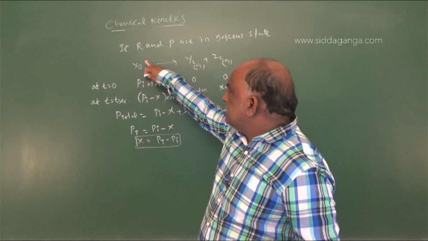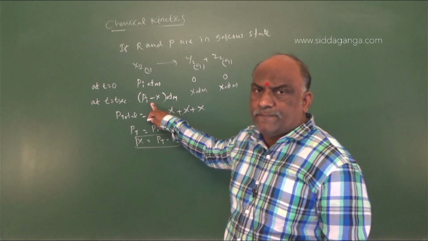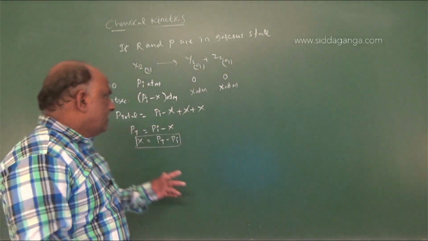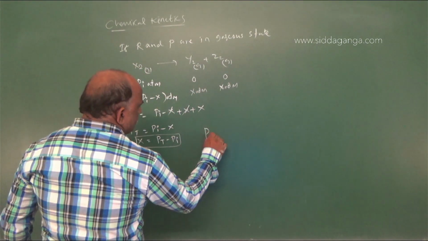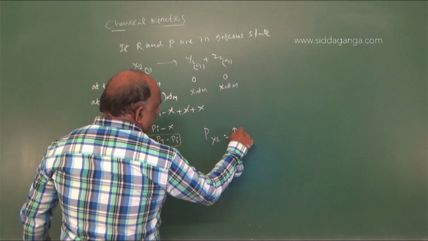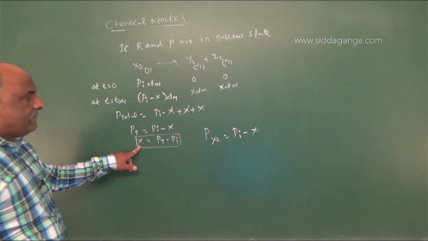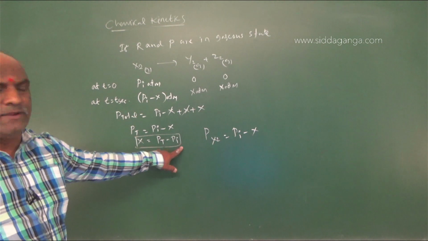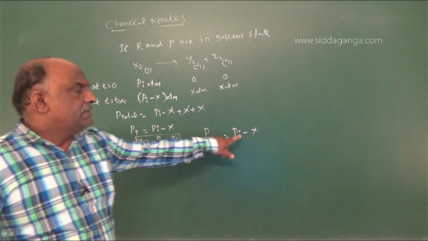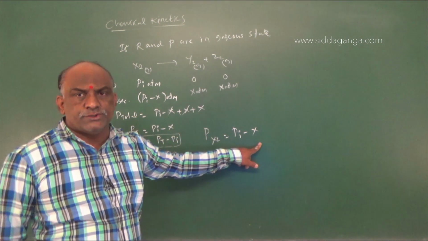Pressure of x2 is equal to what? Pi minus x. Pressure of x2 is equal to Pi minus x. But what is x? x is equal to Pt minus Pi. Then you can substitute this in this formula. You understood? I think so.